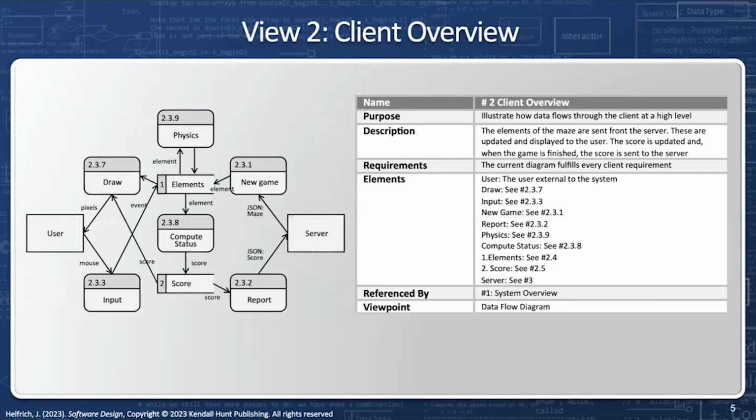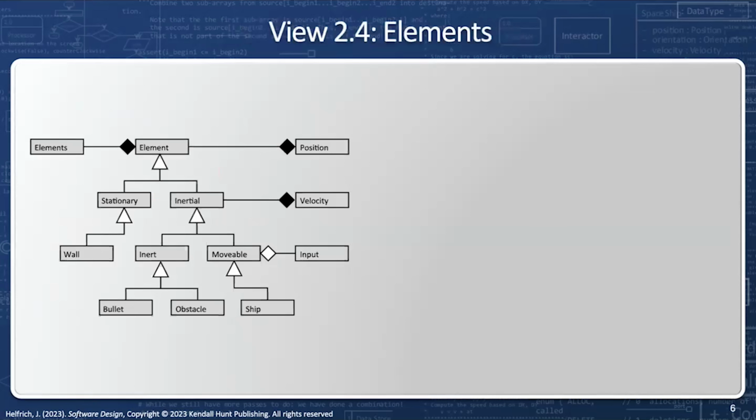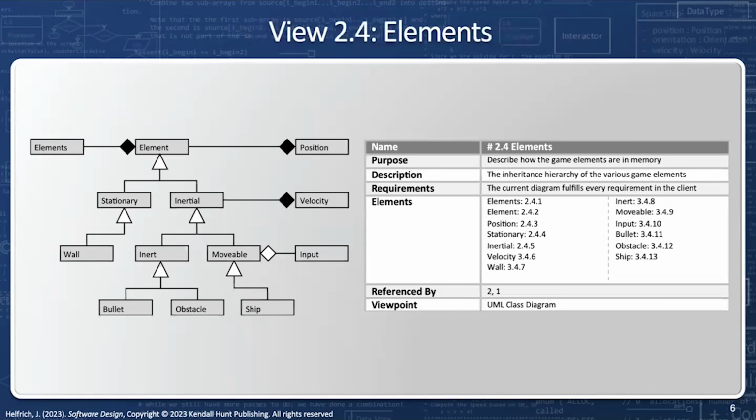Now, there are many, many different aspects of this particular design, and one of which is going to be the data store. And so I'm going to look in the elements section here, and the element is see view 2.4. So I'm going to zoom in on 2.4. So 2.4 is going to be, well, this looks to be a class diagram, and sure enough, it's a class diagram.